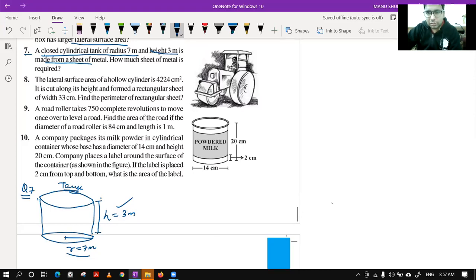They are asking how much sheet of metal is required. So Rishita, just think, suppose this was a metallic sheet, whatever you are cutting is actually directly becoming the surface of the cylinder, isn't it, Rishita? Suppose you fold this metallic sheet like this, the area of the sheet became the curved surface area of the cylinder.